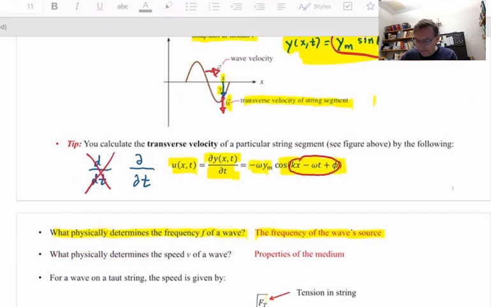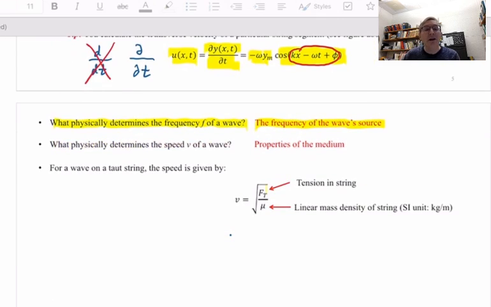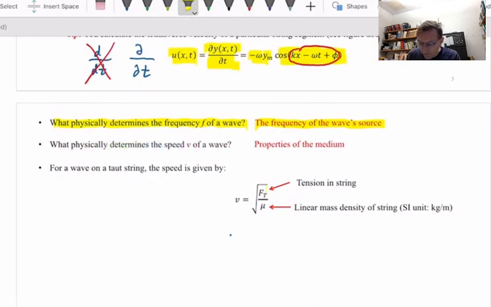Answer: properties of the medium on which the wave is traveling. Okay? What physically determines the speed v of a wave? Properties of the medium on which the wave is traveling, for a mechanical wave. We've been focusing on a wave on a taut string, a transverse wave on a taut string.